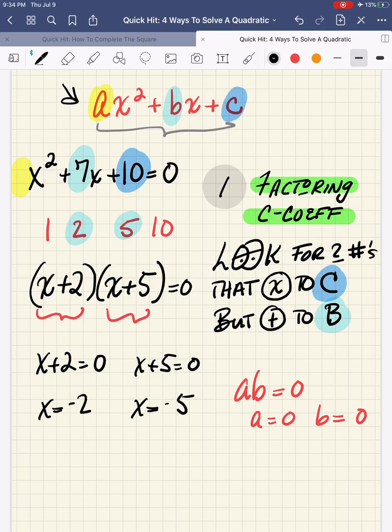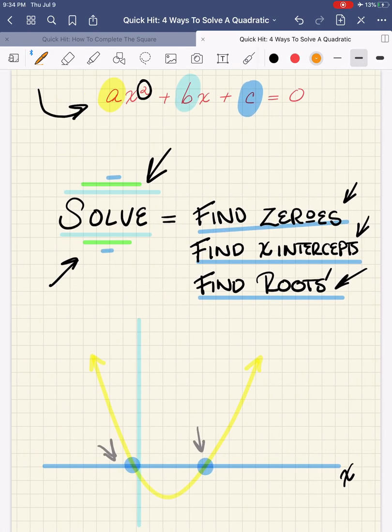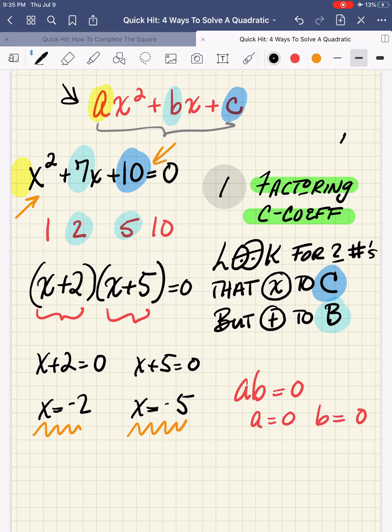Again, what this means for this particular quadratic, x squared plus 7x plus 10, is that the intercepts of the parabola it makes will fall at negative 2 and negative 5. So if we're looking at this example, the quadratic would look something like this. And my answers, my solutions, would be at negative 2 and negative 5. Nifty. So that's what we found, and we used the factoring the c coefficient method.